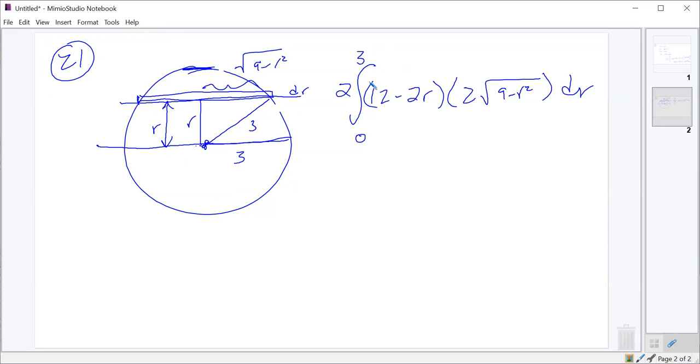Does that make sense or no? Questions on that one? I don't believe it asked you to evaluate it, right? I think it just gave it to you like that. Yeah. It looks like their answer choice, they pulled the other 2 out and put a 4 out in front, but otherwise the same. Everyone good on 21?